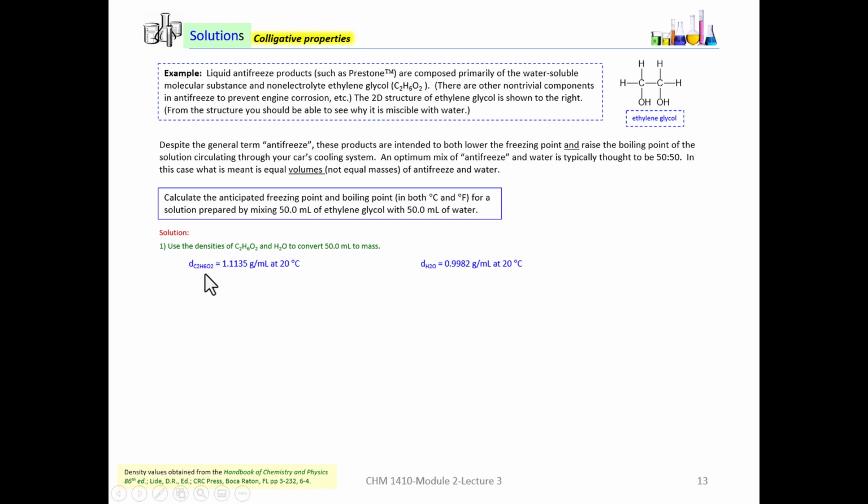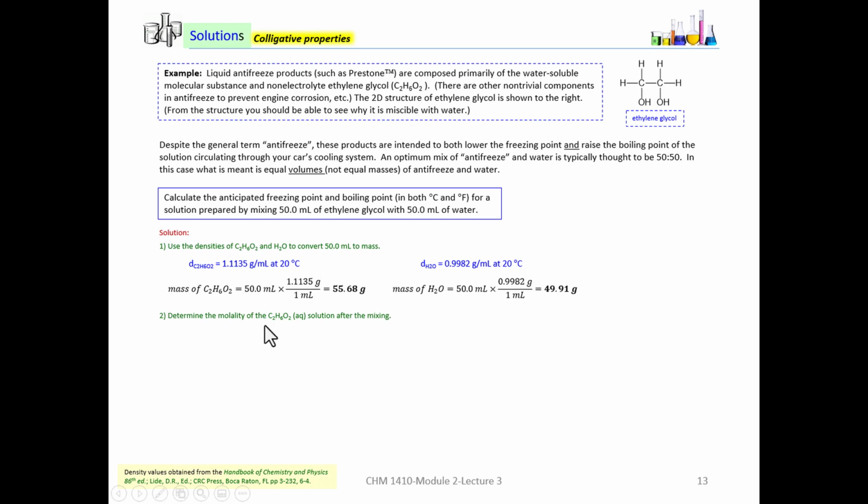So if you look up the density of ethylene glycol, it's here at 20 degrees. It's over 1 gram per milliliter. For water, slightly less than 1. So if we calculated the mass of our 50 milliliters of ethylene glycol, we would get 55.68 grams of ethylene glycol. The equivalent calculation for water would give us 49.91 grams of water.